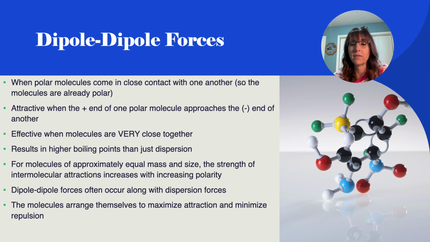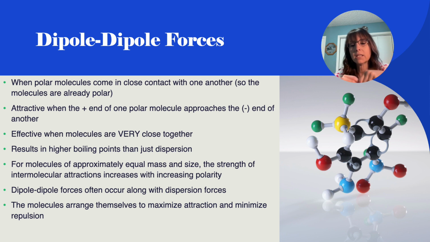And if they come near each other, they will align so that the positive and negative ends are attracted to each other. This is very, very effective at holding molecules together when they're really, really close together. And this results in much higher boiling points than dispersion. And that makes sense. If you've got a positive and a negative end that are attractive to each other, it's going to be harder to break them apart.